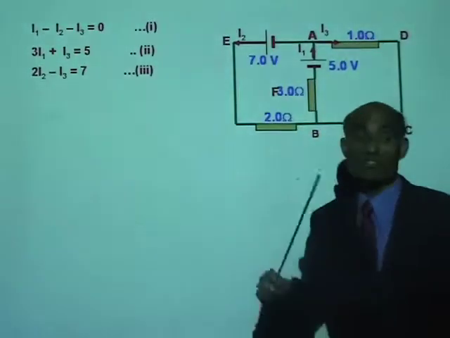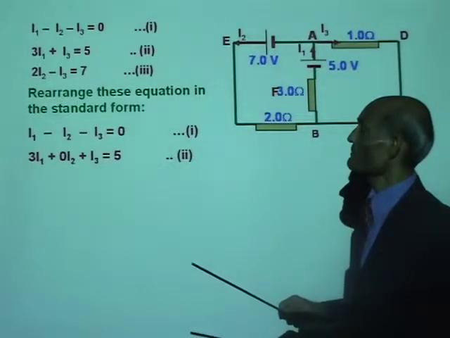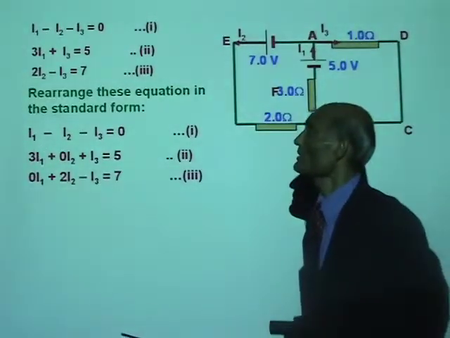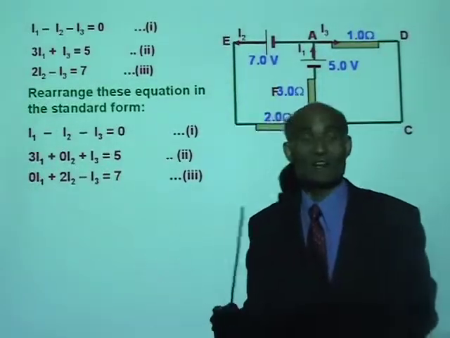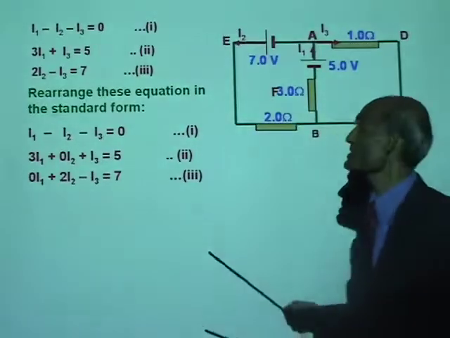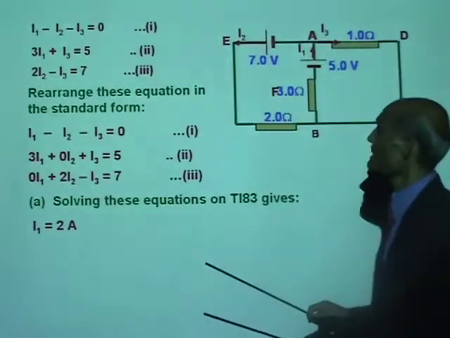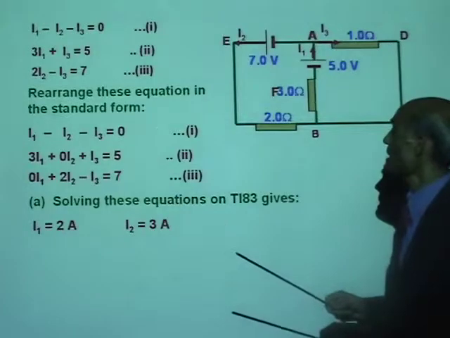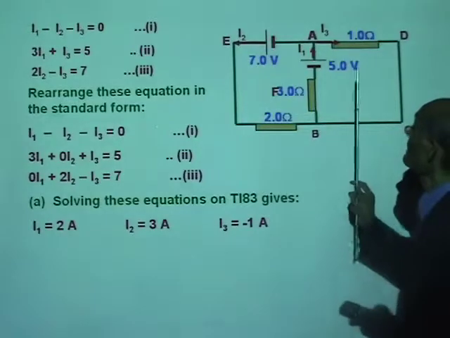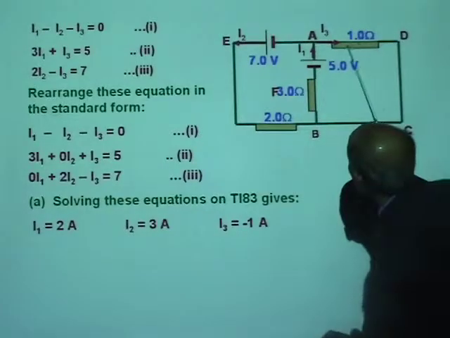You know how to organize them and solve. Those are the 3 equations. Now first of all, arrange them in the way I showed you. Well, it'll look like this. And once you have written them like this, obtain your matrix A and matrix B and calculate A inverse times B. That will give you I1 equal to 2 ampere, I2 equal to 3 ampere, I3 equal to negative 1 ampere. What does that tell you? It tells me that I3 is not really that way, it must be that way.